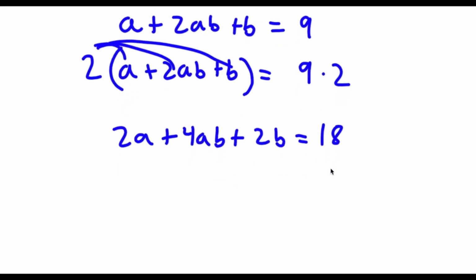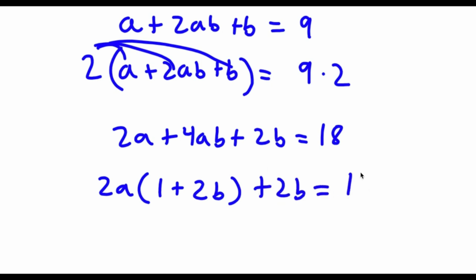Now, from 2a plus 4ab, I can actually factor out 2a. So now I have 2a times, 2a divided by 2a is 1, plus 4ab divided by 2a. 4a divided by 2a is simply 2, and then all that's left is b, so I'm left with 2b. So I have 2a times (1 plus 2b), and then we can't forget our plus 2b at the end. This is equal to 18.